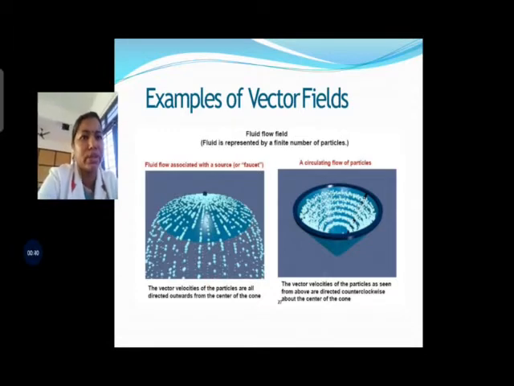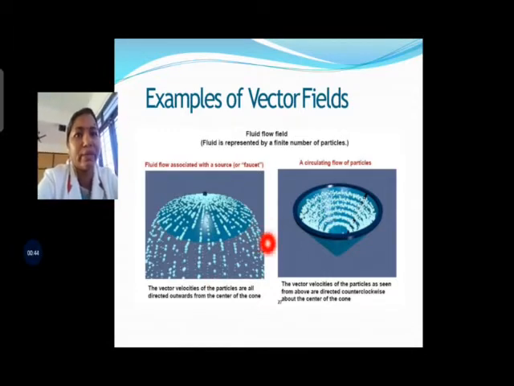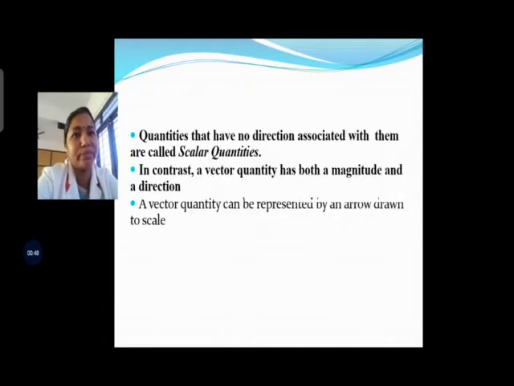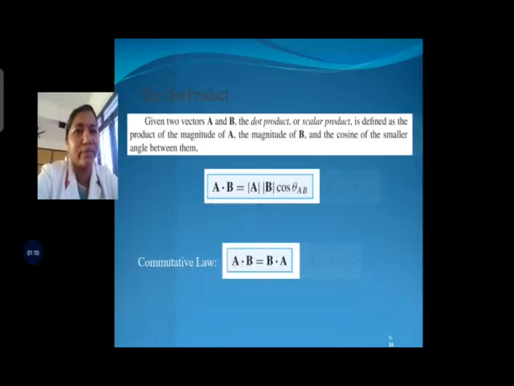So next one is for vector field. Fluid flow associated with the source. Circulating flow of particles. This is for vector field. So vector is characterized by its magnitude and direction. Quantities that have no direction associated with them are called scalar quantities. In contrast, a vector quantity has both magnitude and direction. The vector quantity can be represented by an arrow drawn to scale. So just we will draw an arrow for vector field.